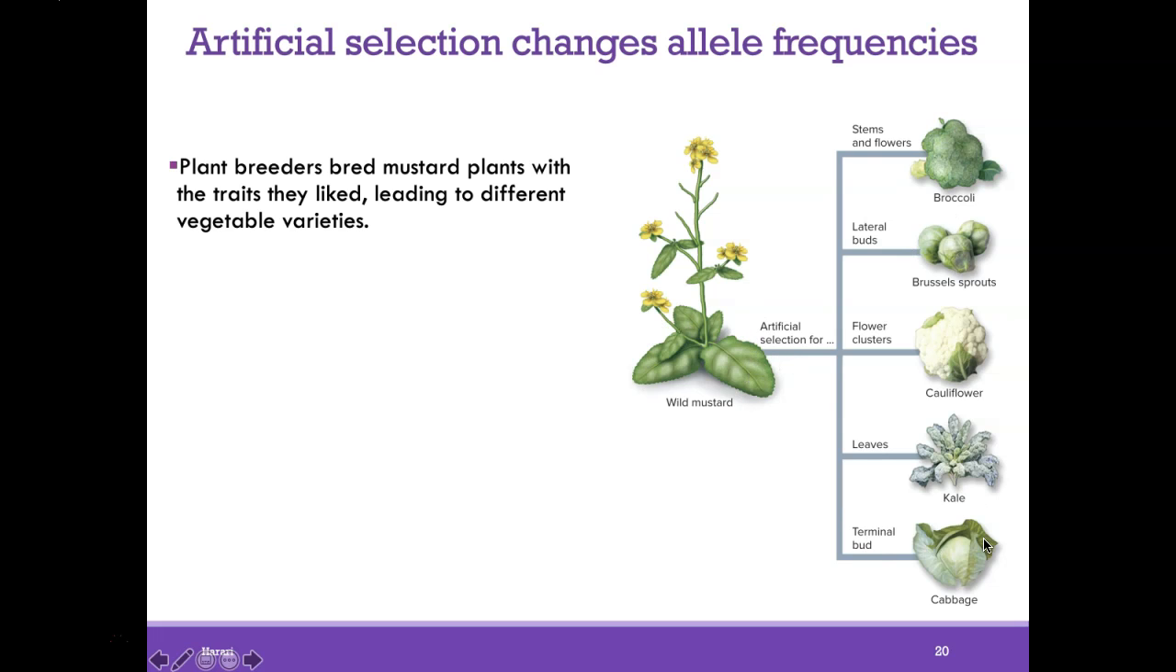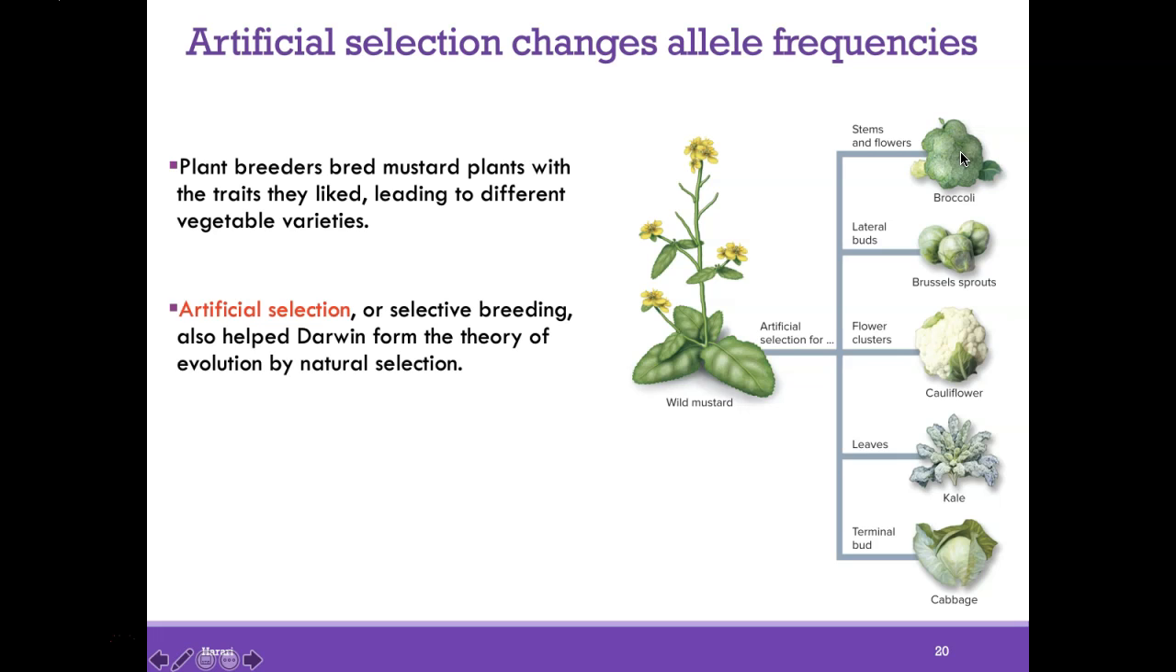So all these vegetables have a common ancestor, but this didn't happen naturally, right? Different environments didn't select for the stems and flowers or lateral buds. It was humans. Humans chose the ones that looked most desirable and then continued to only plant those. And they would destroy anything that did not fit, that looked like broccoli. So this is the same idea of natural selection, but it's artificial. It's also called selective breeding.